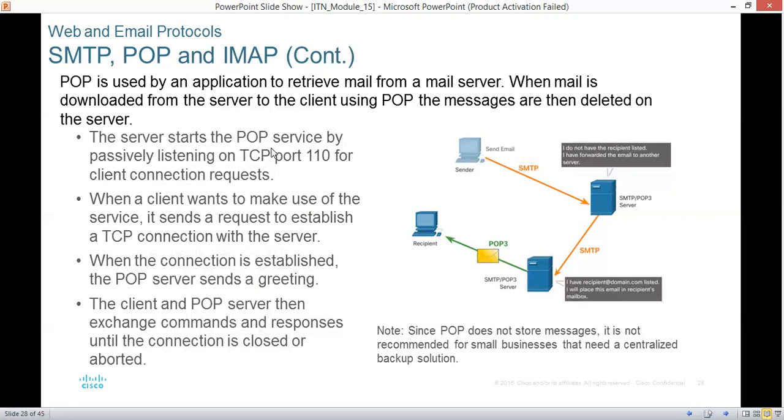So the server starts the POP services by passively listening on TCP port, what? 110 for client connection. So what we're saying here is that when you're sending through port 25 at the SMTP, it is received by the server, and from the server, of course, if there are two servers linked like what we have here, it's also sent again through the SMTP. But we're saying at the point of delivery to the recipient is on port 110, which is POP3.